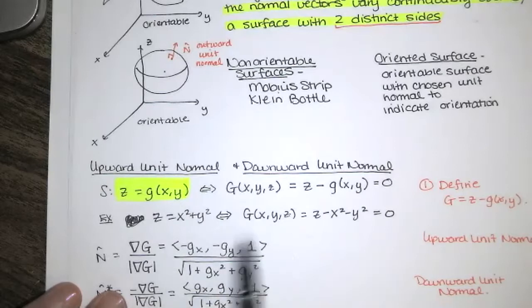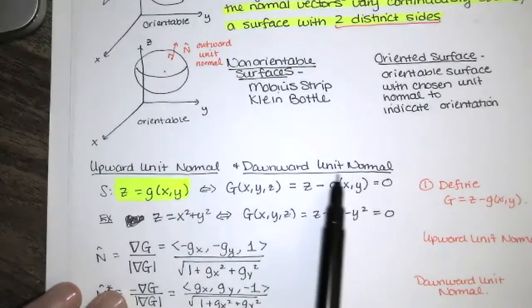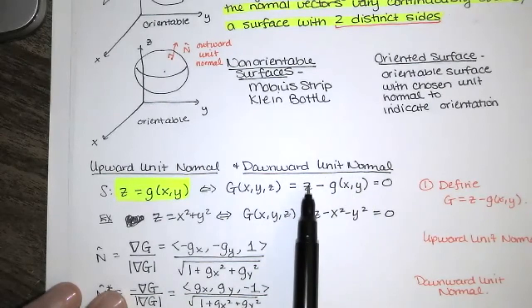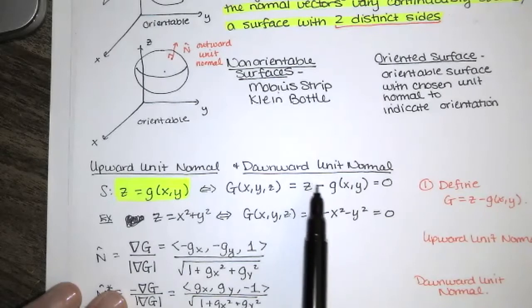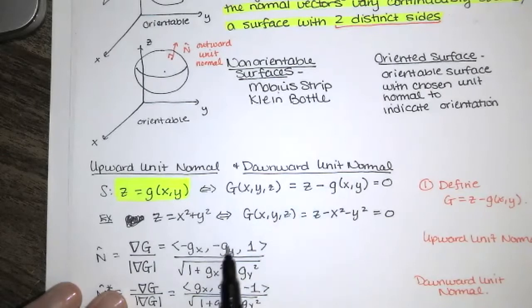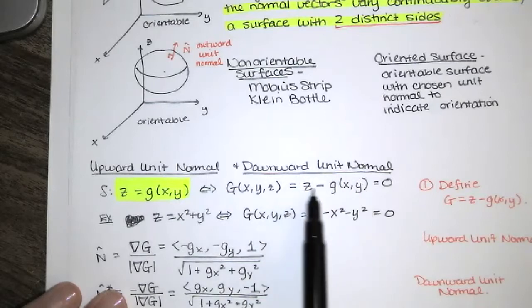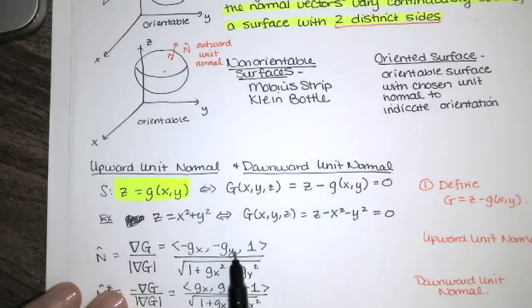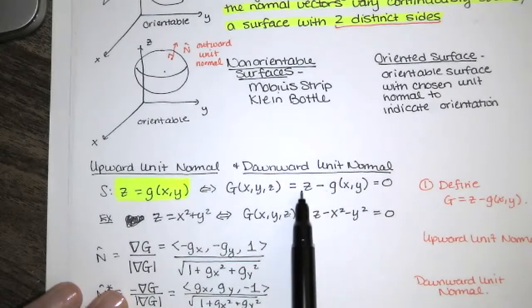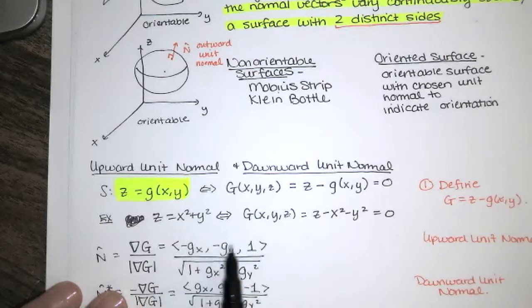Now, in terms of little g, the original function, the partial of this function with respect to x is, well, 0 minus the partial of little g with respect to x. And the partial of this function with respect to y, well, is 0 because there are no y's in that, minus the partial of little g with respect to y. And the partial of this function with respect to z is 1. Now that is a normal vector.